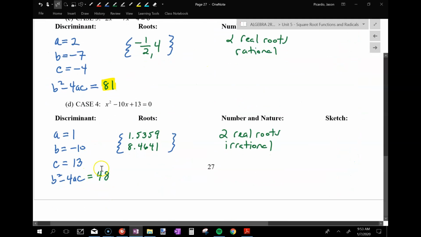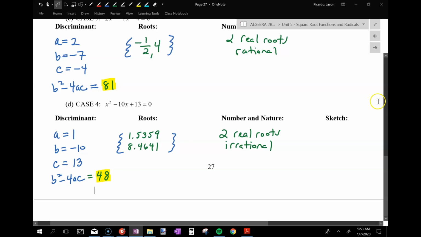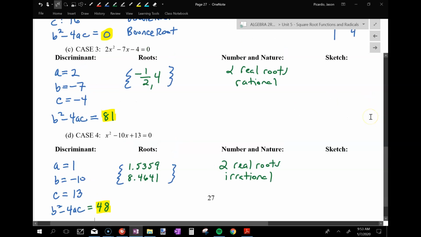When I plug in the square root of 48, is 48 perfect? No, so I'm going to get weird decimals. Do we see why those happen now? Okay. So the 81 gives me real rational roots because it's a perfect square. The 48, which is not a perfect square, still gives me two roots, but they are irrational roots. Cool?